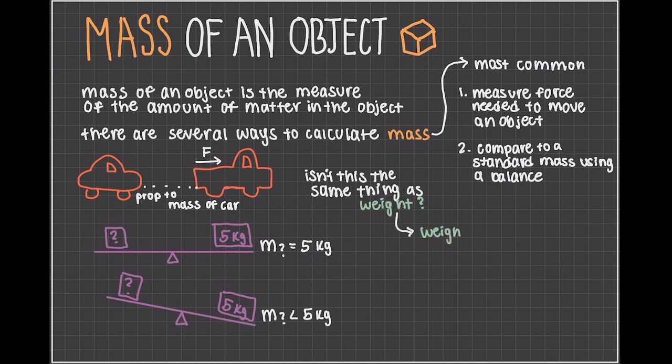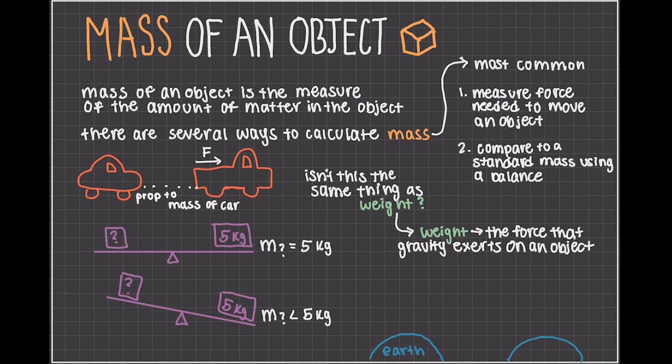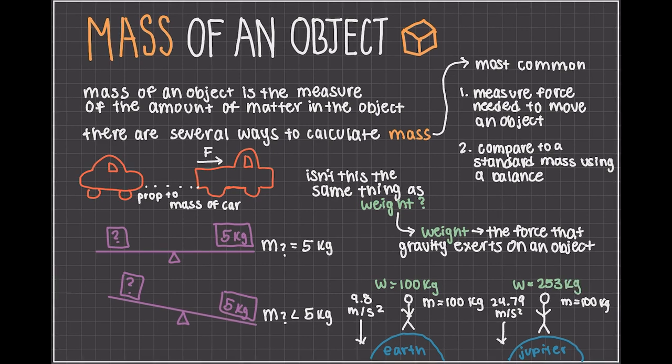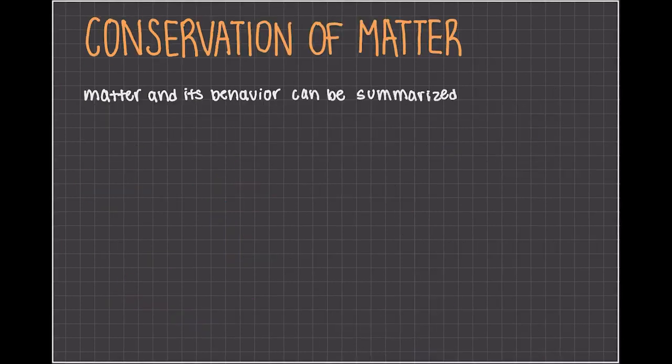Now, you might be saying, isn't this the same thing as weight? Well, weight is actually the force that gravity exerts on the object. So let's say you have a man on Earth and a man on Jupiter. They both have the same mass of, let's say, 100 kilograms. On Earth, the acceleration due to gravity is 9.8 meters per second squared. On Jupiter, this is more than double, almost at 24.79 meters per second squared. This makes the weight of the man on Earth still 100 kilograms, but the man on Jupiter will weigh 253 kilograms.